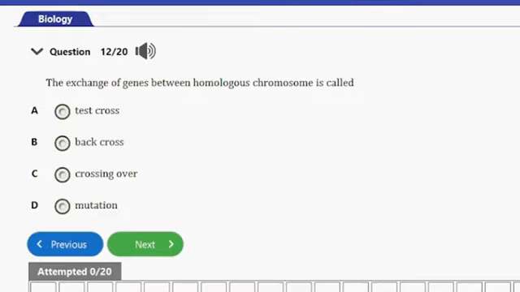It says, the exchange of genes between homologous chromosomes is called A, test cross, B, back cross, C, crossing over, D, mutation. So guys, the answer to this question is option C here, and that's crossing over. Crossing over is actually when genes from one chromosome swap with genes from the other chromosome, leading to a new gene combination in the resulting chromatid. And that's the answer to this question.